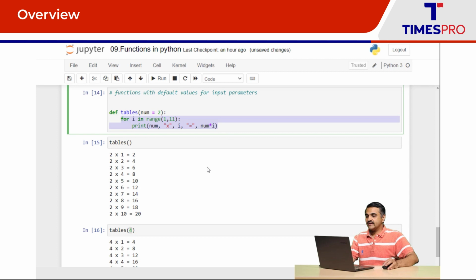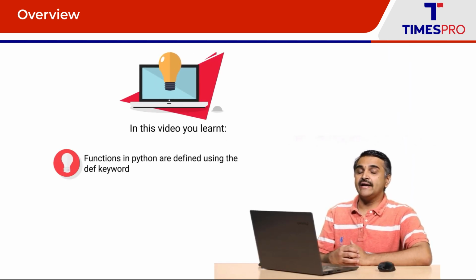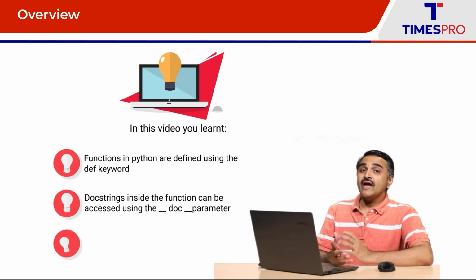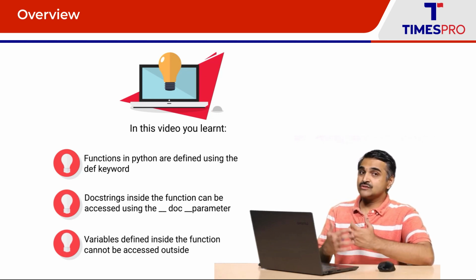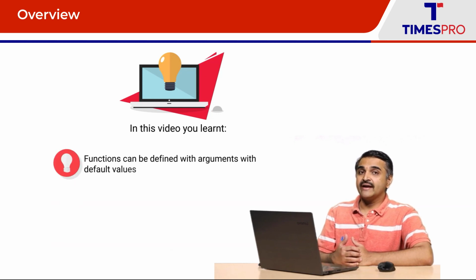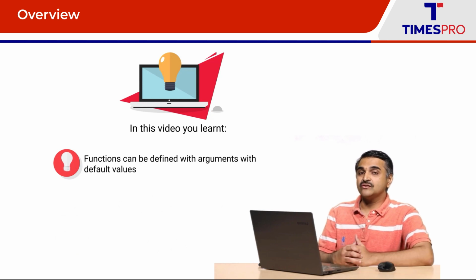the output over here. In this video, you have learned functions in Python are defined using the def keyword. Docstrings inside the function can be accessed using the __doc__ parameter. Variables defined inside the function cannot be accessed from outside the function, and variables defined outside the function can very much be accessed from inside the function.